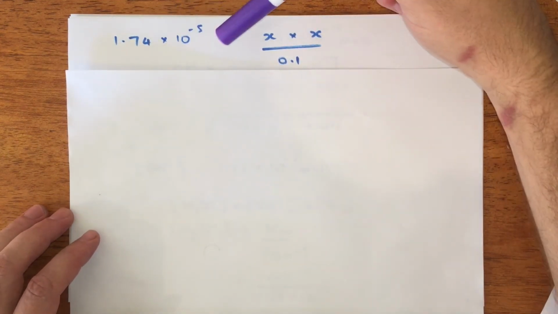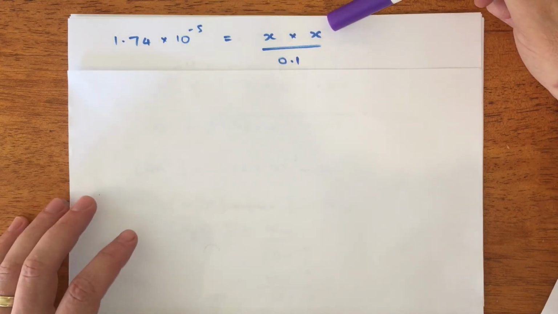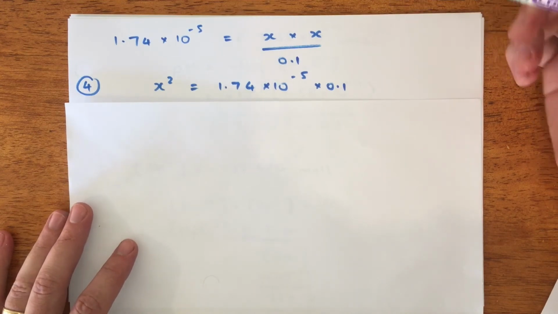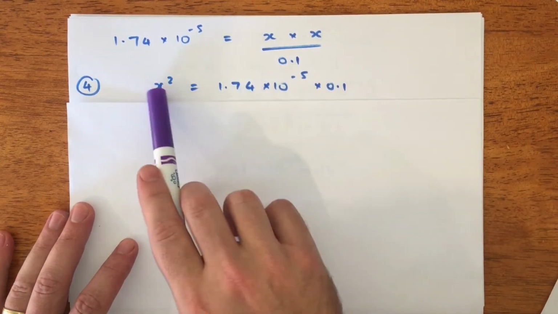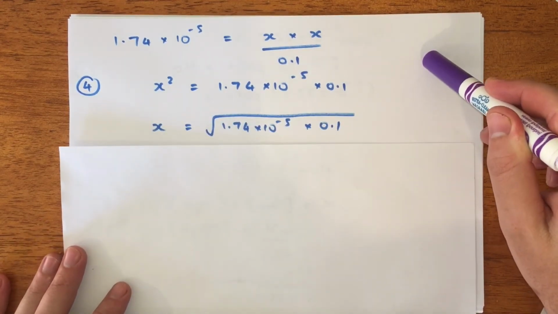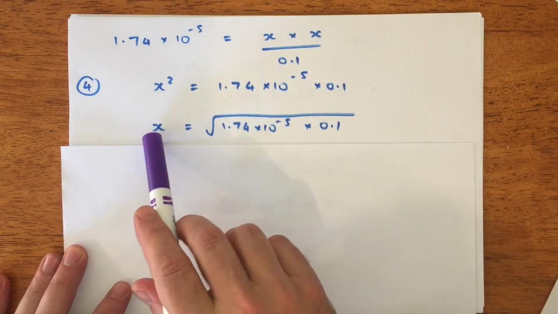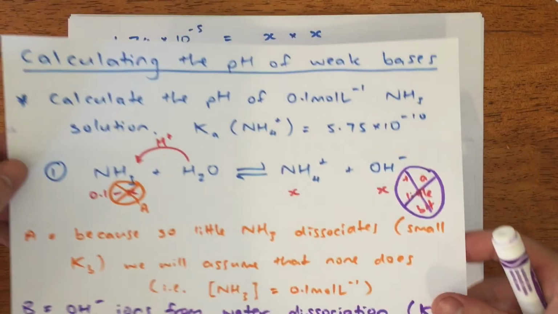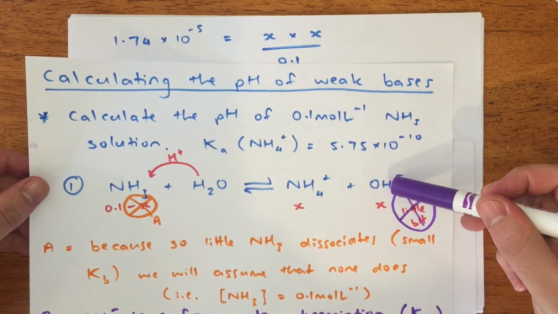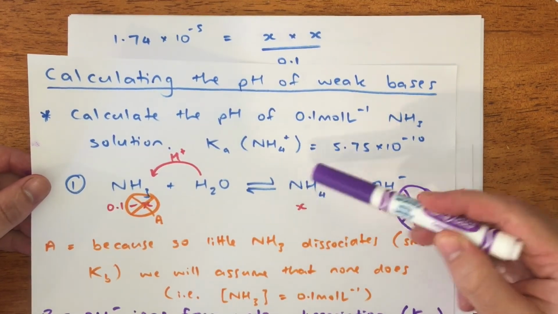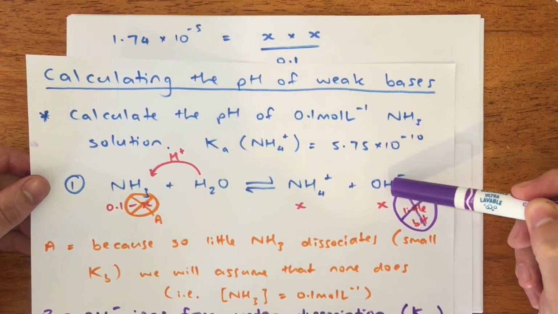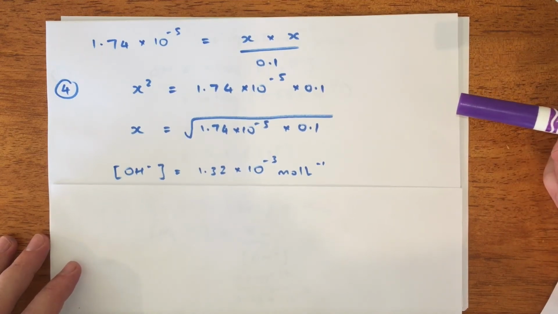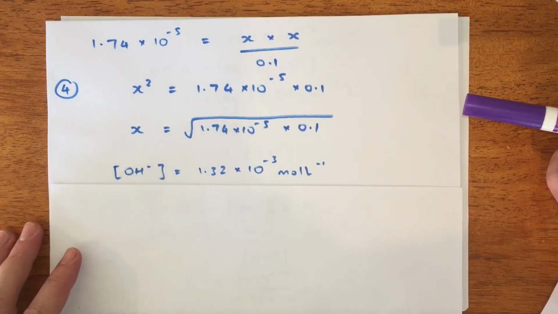1.74 times 10 to the minus 5 equals X times X, which we can rearrange to say X squared, divided by 0.1. So here is that rearrangement. To get X on its own, we can square root both sides. And then we can call X what it actually is, which if we go back to our original equation, X is the OH- concentration. It's also the ammonium concentration, but that's not going to help me get pH. OH- will. So I'm going to relabel it OH- and solve it to give me 1.32 times 10 to the minus 3 moles per litre.